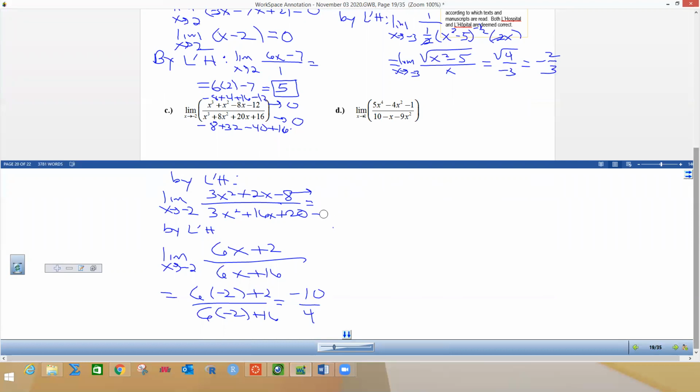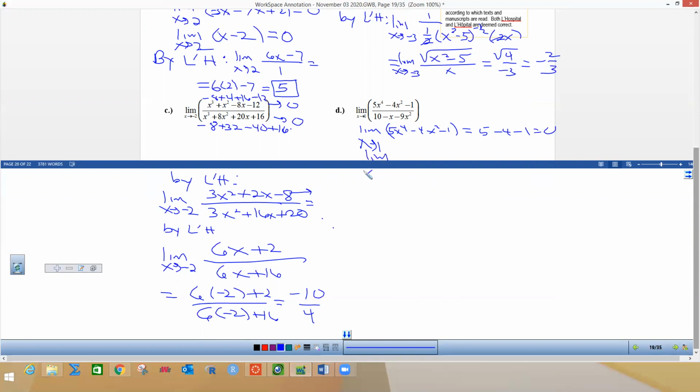So I got room to work this one out. And again, I'm going to do this one because I got lots of room below. It says the limit as x approaches 1 of 5x to the 4th minus 4x squared minus 1. And I'm going to say that's going to equal 5 minus 4 minus 1, which is 0. And then you do the other one individually.